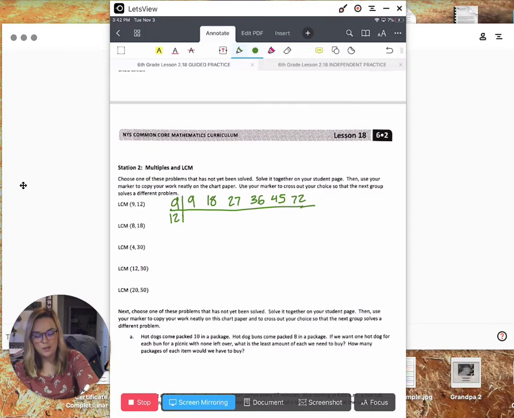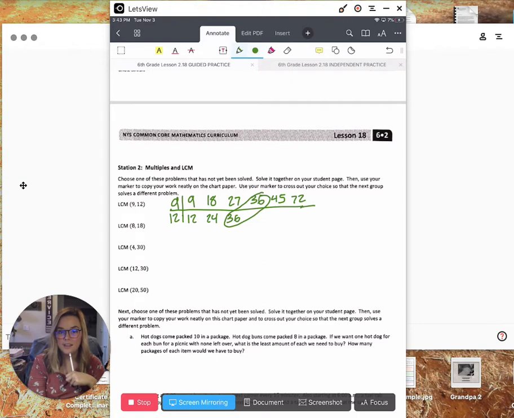And then 12. 12 times 1, 12 times 2, 12 times 3. Oh, I can stop right there because I see 36. Since that's our first common multiple, that means that it's going to be our least common multiple. So our least common multiple is 36.